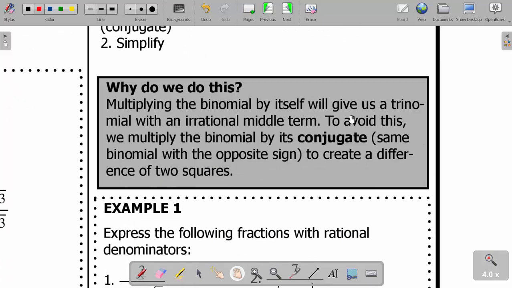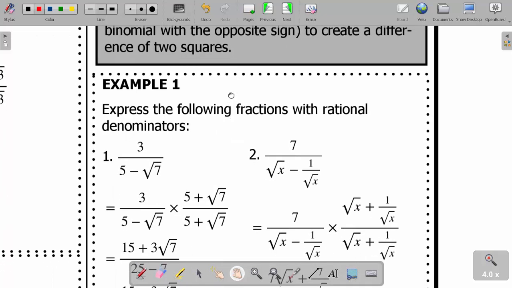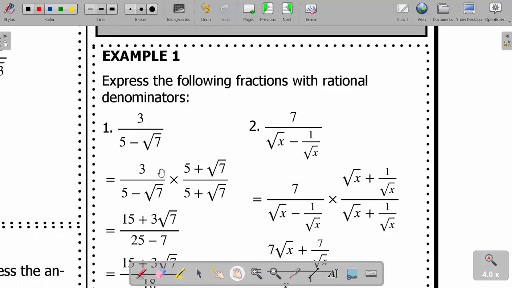Multiplying the binomial by itself will give us a trinomial with an irrational middle term. To avoid this, we multiply the binomial by its conjugate, the same binomial with the opposite sign, to create a difference of 2 squares. For example, here, express the following fractions with rational denominators. Now, this is a binomial down here. So what we do, we are going to change it.